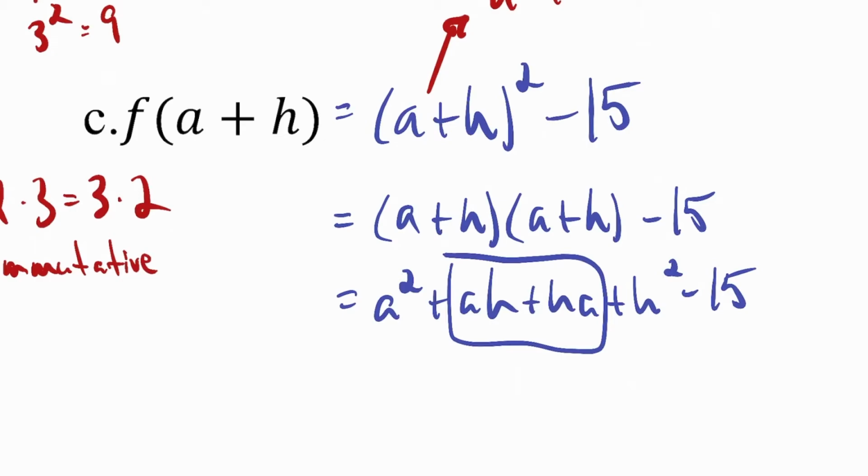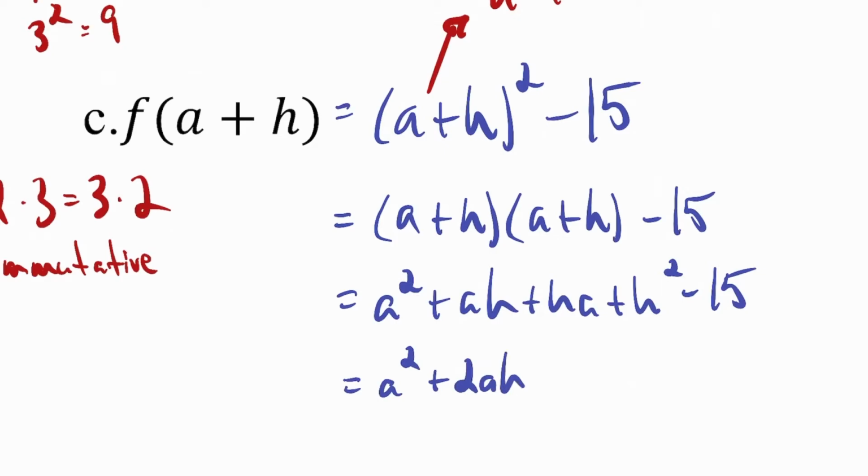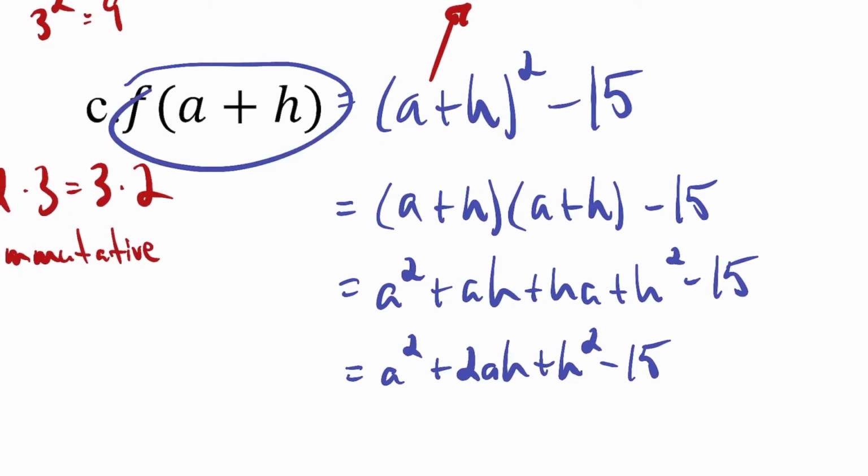So I can take that second one, that ha, and I just noticed this spells aha. Maybe someone had a joke when they wrote up this document. Anyway, I will really have ah plus ah. So I can rewrite this as a squared plus 2ah plus h squared minus 15. Okay, this is a little bit tedious, but this is what's intended with this expression, this function evaluation.